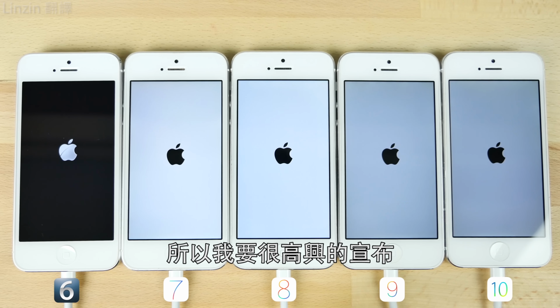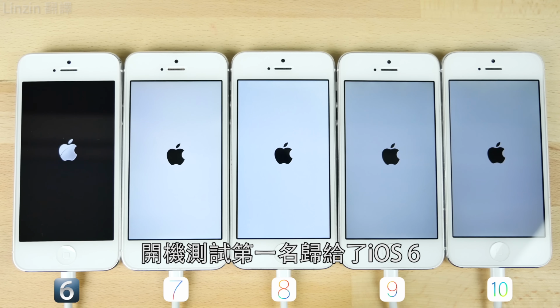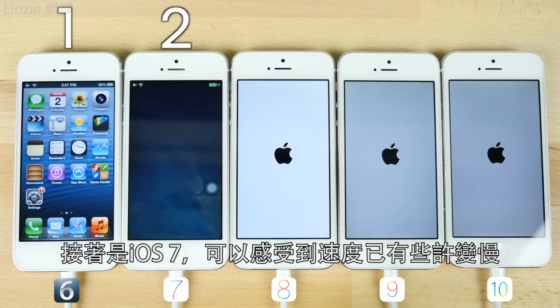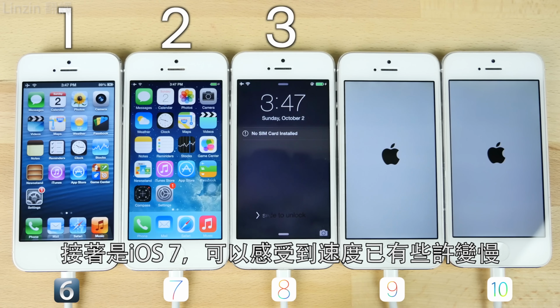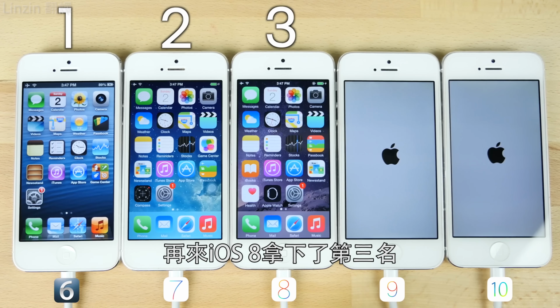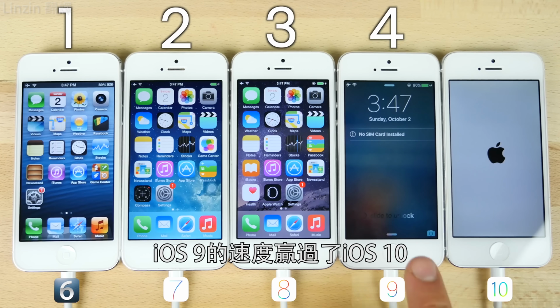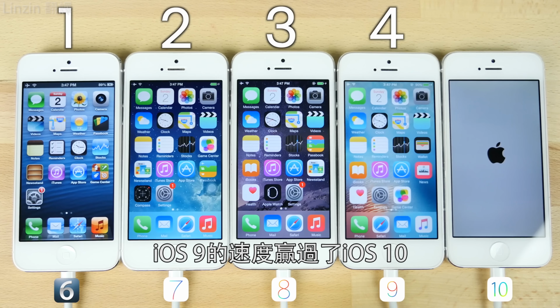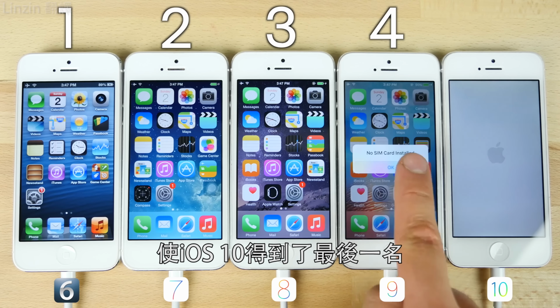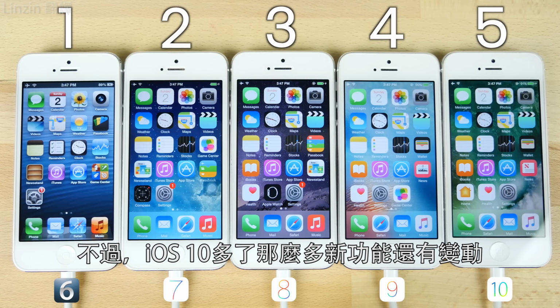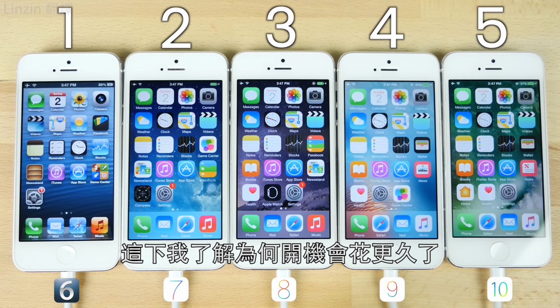So I'm very happy to say that first place goes to iOS 6. That iPhone 5 and iOS 6 is such a gem, followed by iOS 7, which at the time actually seemed kind of slow. Now look at it in second place, followed by iOS 8 in third place. And believe it or not, iOS 9 is faster than iOS 10. That one was the very last one to load. That was very, very surprising for me to learn. But hey, with all of the new features and changes it introduces, it's going to have a lot more to load. So I definitely understand why it would have longer load times.